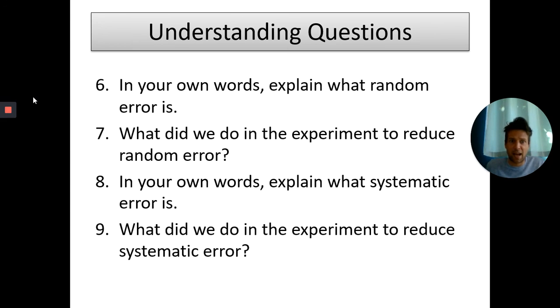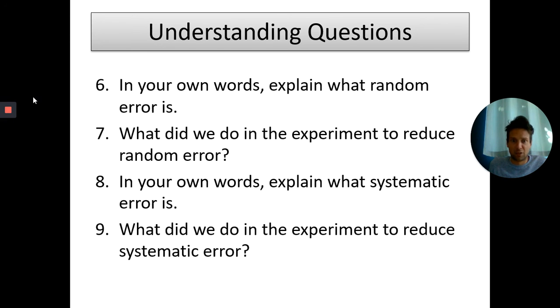Okay? And now our last 4 questions about error. Number 6, in your own words, explain what random error is. I want you to go back, read your definition, listen to me explain it, and then rewrite what random error is in your own words. Number 7, what do we do in the experiment to reduce random error? That's in your notes. Okay.